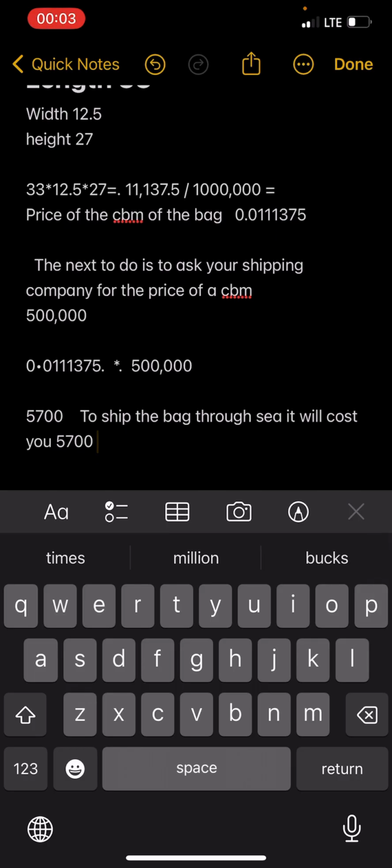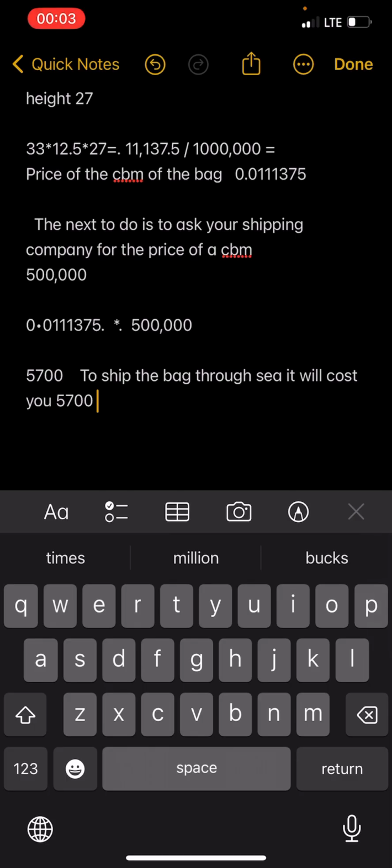Then how do you now know the price you want to pay for the bag? You go to your shipping company warehouse. If they give you in dollar, ask for their exchange rate. Make sure it's in naira. Change it to naira. Then once you ask them for the price of a CBN, they are going to tell you 500,000 naira.